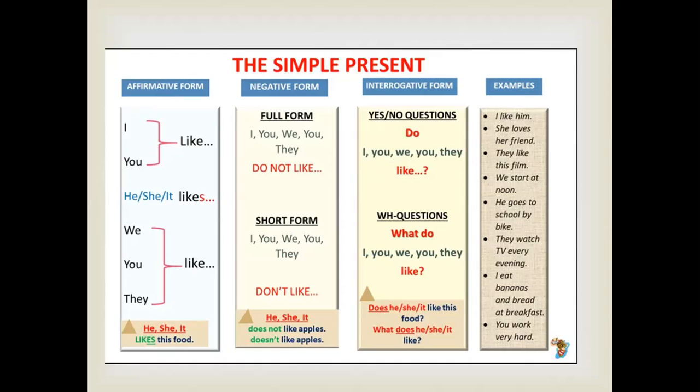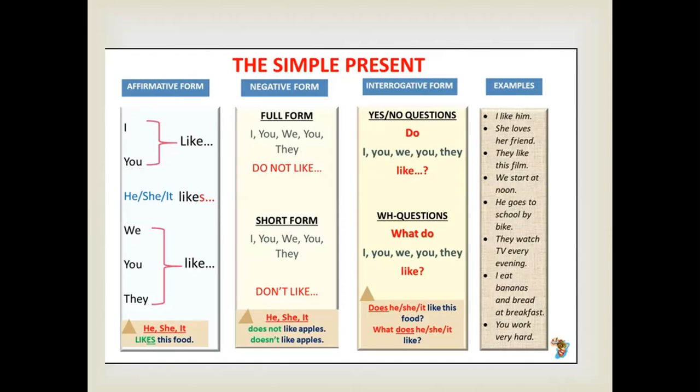I have to put the verb in the infinitive or the base form with I, you, they, we. But with he and she and it, I have to put the verb plus s or es. Remember, with he and she and it, I have to put the verb with s or es.